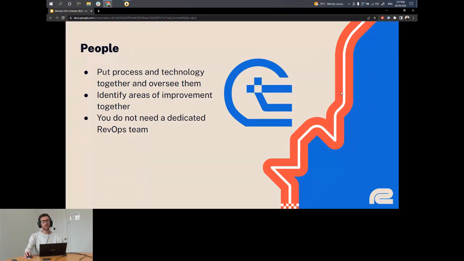So I'll just stop here for a second to see if we've got any questions. So we've got a question from Sam. What are the top skills you need to have to do RevOps properly?